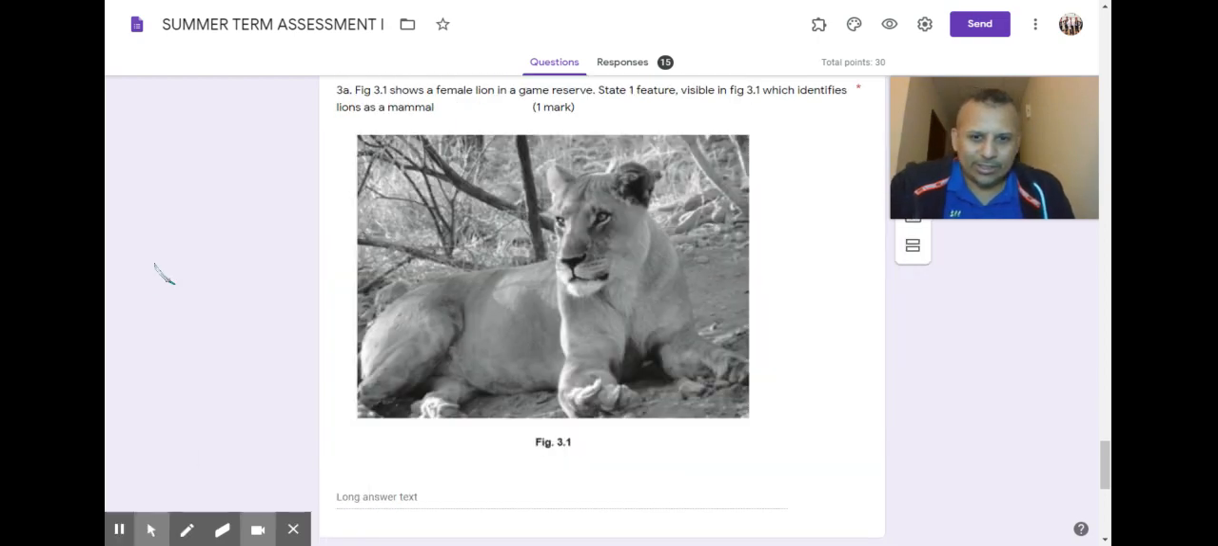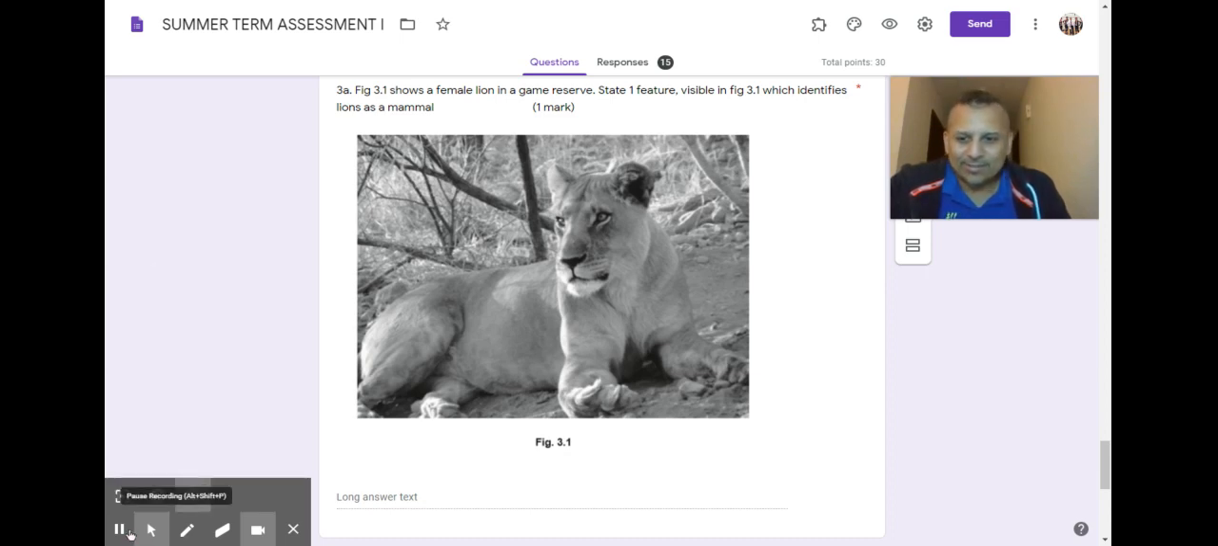Now, for this question, you need to actually identify a feature that was visible. Okay, so there was a lioness. It is a mammal, but you needed to identify a feature that you could actually see. So no going into this question thinking I'm going to describe the fact that this lioness has a uterus, has a womb, because you can't see it. It's not on the outside. Fur was a good answer.